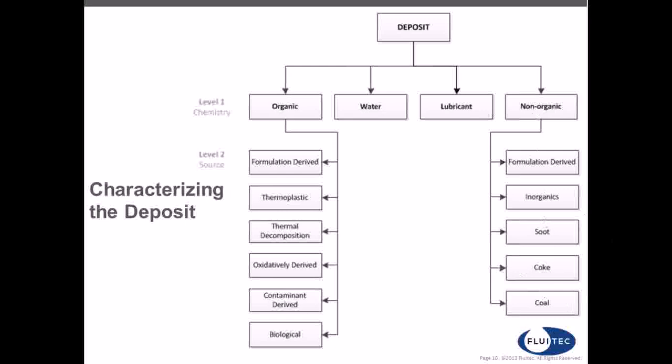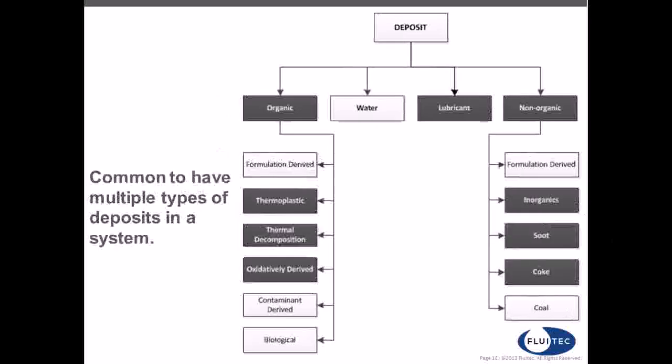So these are all nice, neat, easy-to-understand classification bins, but in the real world, when oils degrade and deposits are formed, deposits don't fit neatly into these different bins. In most cases, we see several different types of deposit making up the deposit. This is an example of a compressor. This compressor was undergoing a lot of stress, and as you see, we have some organic constituents.